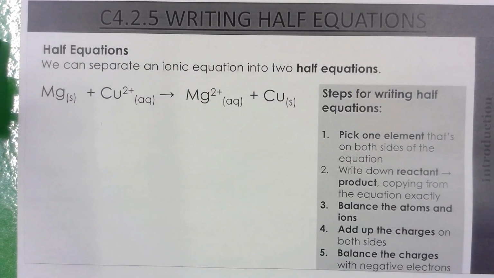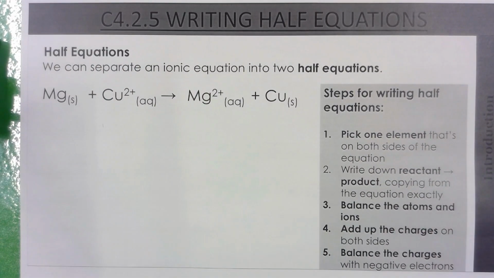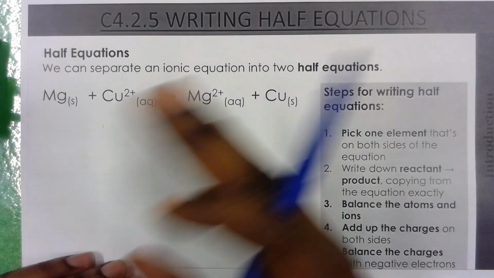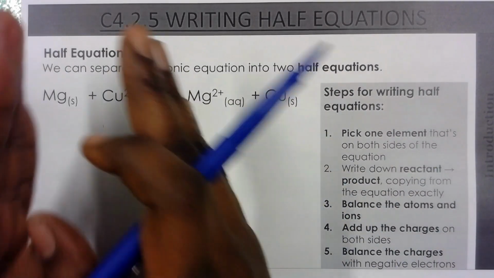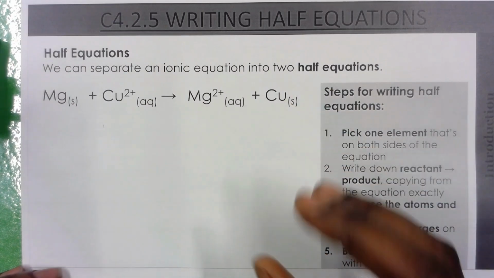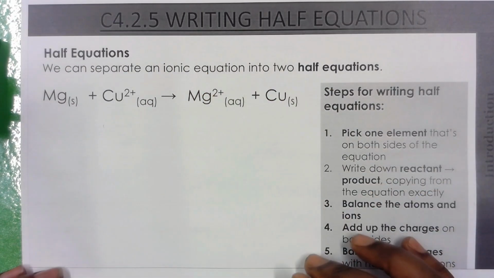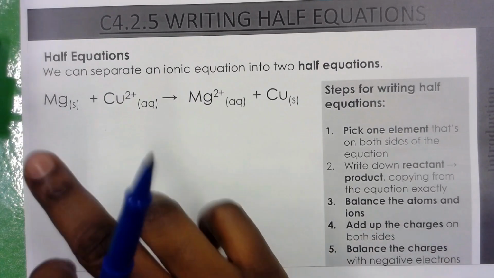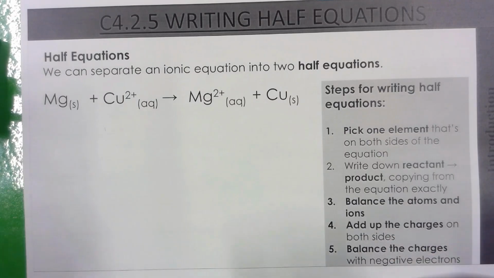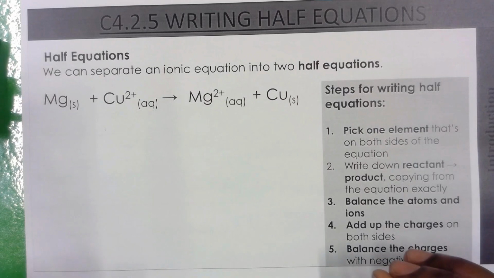Let's still work with our magnesium and copper reaction. So here we've got the ionic equation. Basically think of half equations as 2 halves of an ionic equation. So all we're simply doing is splitting it up. Each half equation is going to focus on one kind of element. For example, here we have magnesium and copper. So I'll say that again. Just think of your half equation as 2 halves of an ionic equation, and we're just splitting it up. Each of those half equations focuses on one element in that equation.